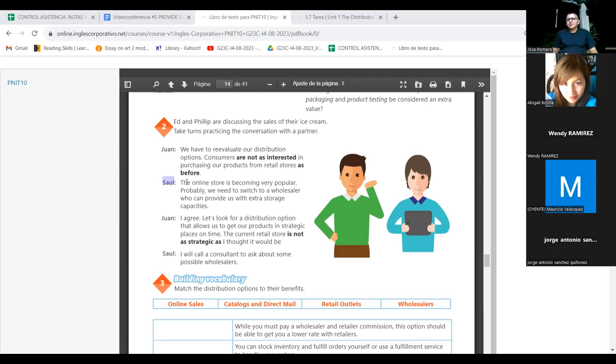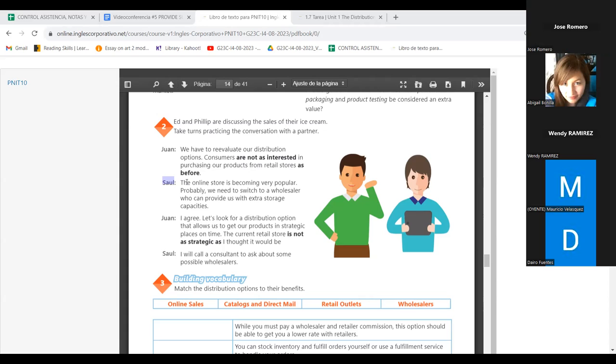Okay, let's begin. Okay, we have to reevaluate our distribution option. Consumers are not as interested in purchasing our product from retail store as before. The online stores is becoming very popular. Probably we need to switch to a wholesaler who can provide us with extra storage capacities. I agree. Let's look for a distribution option that allows us to get our products in strategic place on time. The current retail store is not as strategic as I thought it would be. I will call a consultant to ask about some possible wholesalers.